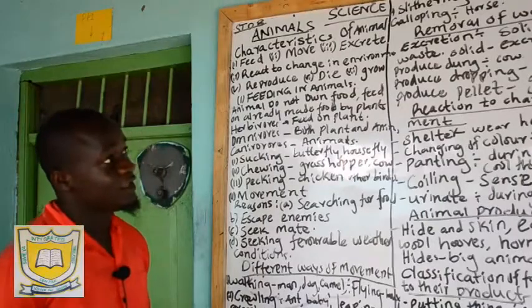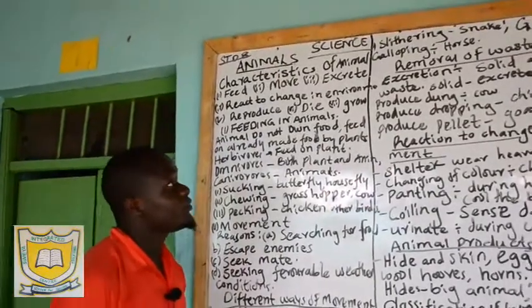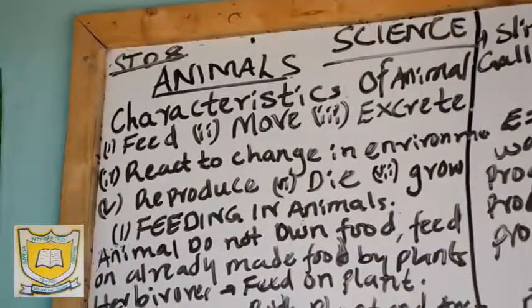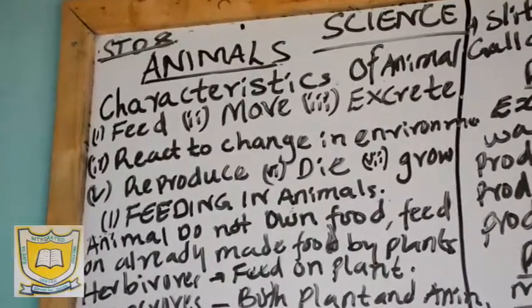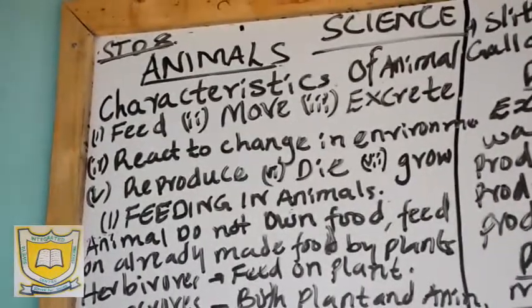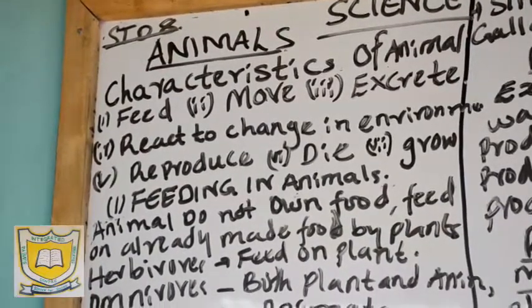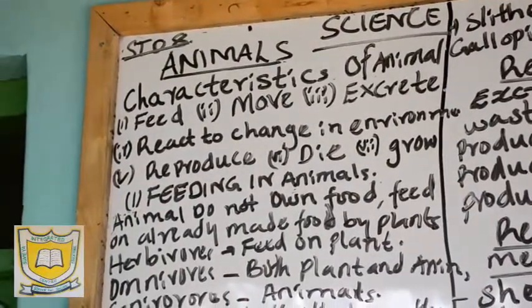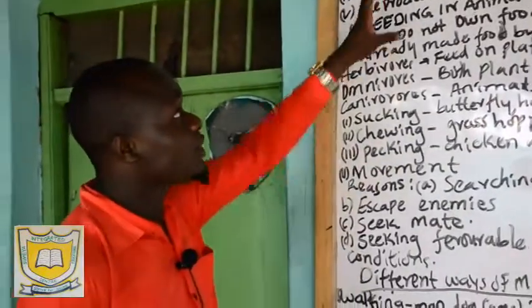Today we are going to introduce another new topic, where we start talking about animals. After discussing plants, we also have to know about animals, because both plants and animals are very essential topics in our examination, at both primary and secondary level. Today we are going to cover the introduction on animals.